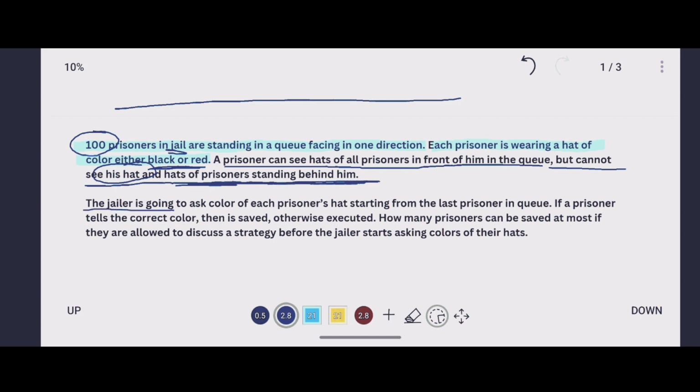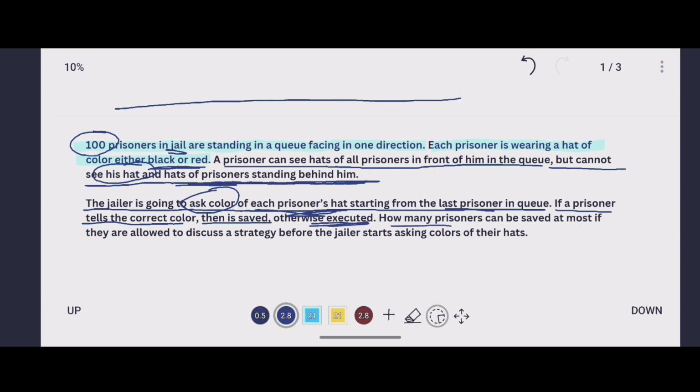The jailer is going to ask color of each prisoner's head starting from the last prisoner in queue. Okay, so what is the thing which the jailer is going to do? He is going to ask color of each prisoner's head starting from the last prisoner. Okay, it means the 100th position prisoner. If a prisoner tells the correct color, then he is saved. Okay, if he will tell the correct color of the head, then he will be saved, otherwise he will be executed.